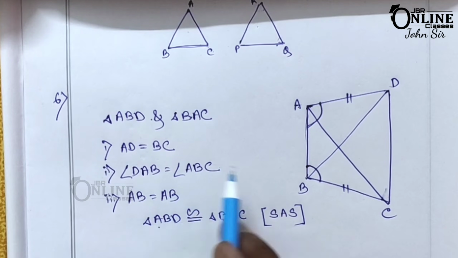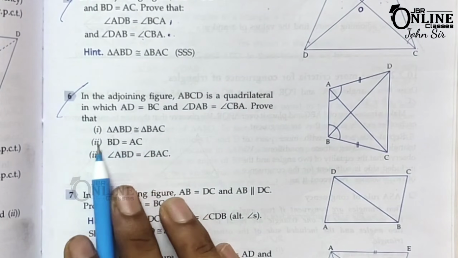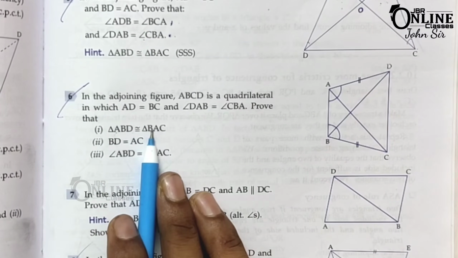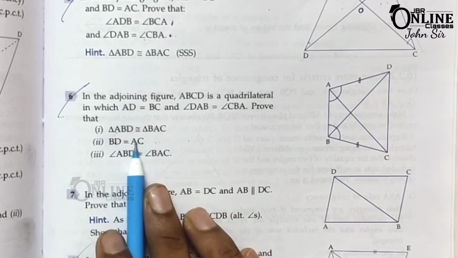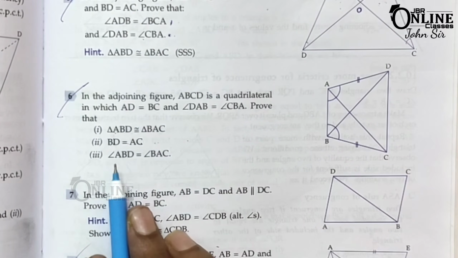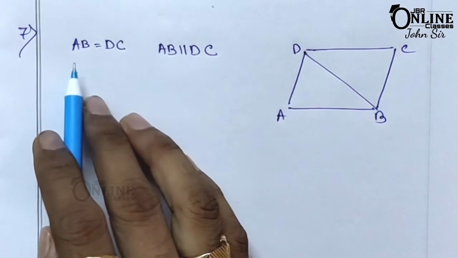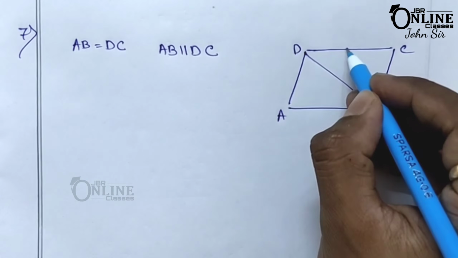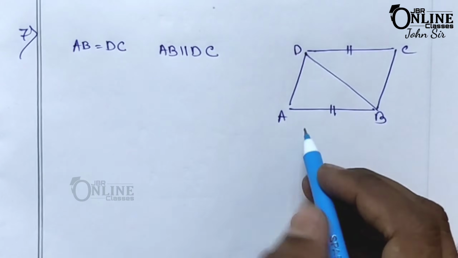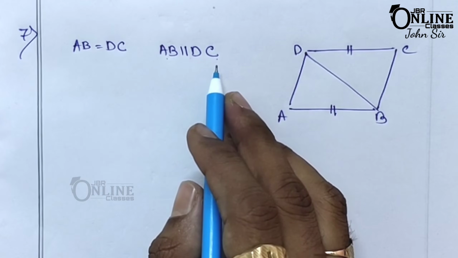Now the next one is BD equal to AC. As these two triangles are congruent, BD equal to AC, that means CPCT. BD equal to AC by CPCT, as well as this one equal to this one by CPCT. Sum number 7. In the adjoining figure, AB equal to DC, and also AB parallel to DC. Now prove that AD equal to BC.